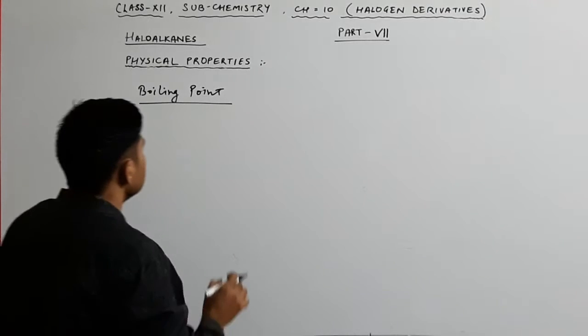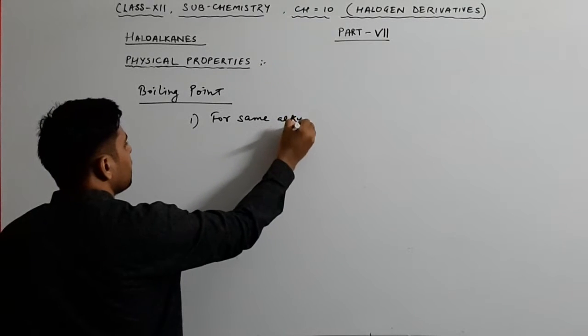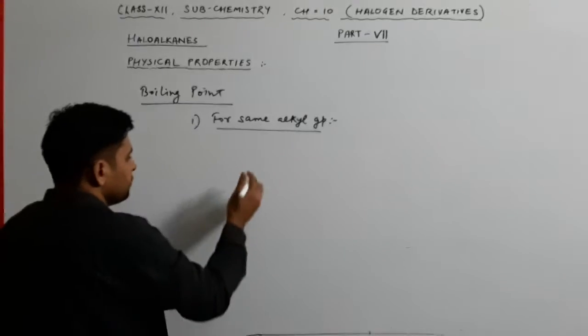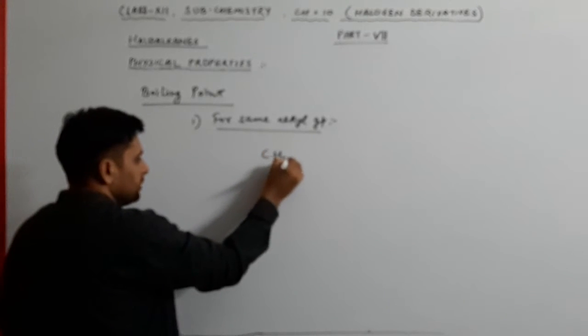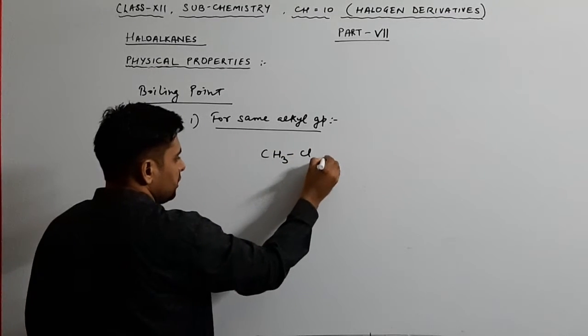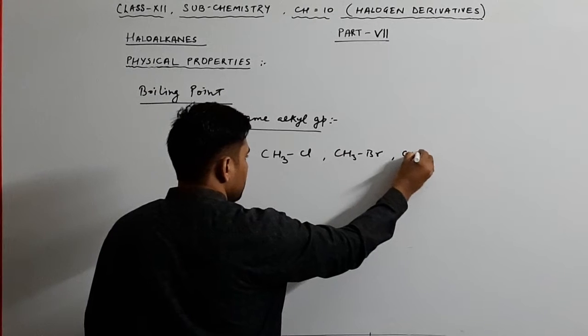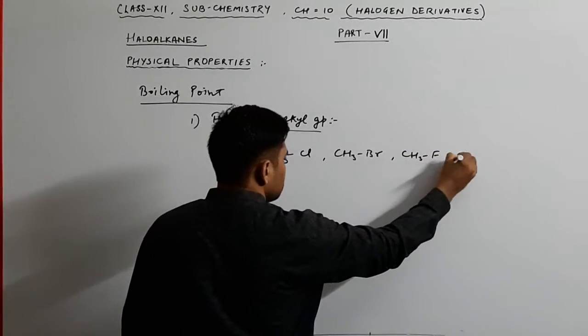The boiling point occurs in haloalkanes in following ways. First one is for same alkyl groups. यदि एल्काइल ग्रुप्स कंपाउंड में सेम हैं तो बॉइलिंग पॉइंट किस तरीके से वर्क करेगा? Let's see, here I am writing an example, that is CH3Cl, CH3Br, CH3F and CH3I.